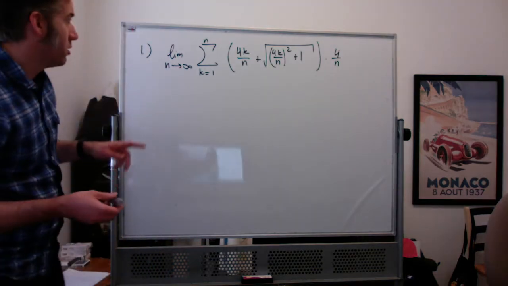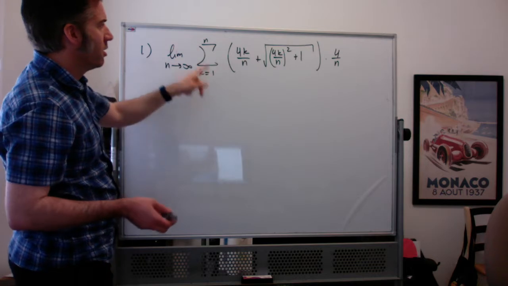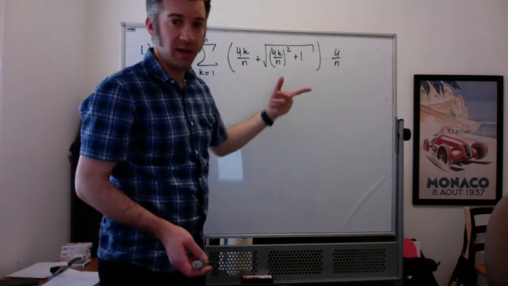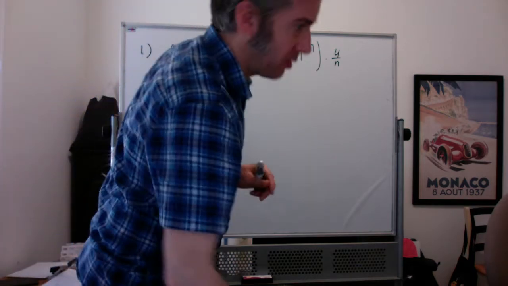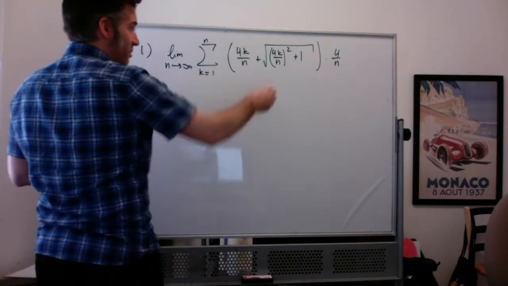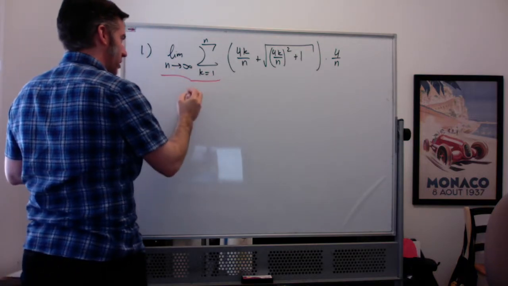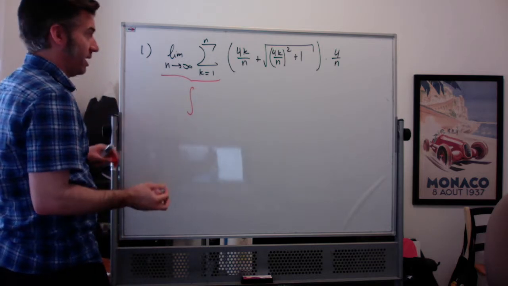Problem 1. So we have the limit as n goes to infinity of the sum from k equals 1 to n of 4k over n plus the square root of (4k over n) squared plus 1, times 4 over n. Our job is to write this as an integral. The first thing you should observe is that when you're rewriting this limit of a sum as an integral, this part is going to become the integral part. We have to figure out what the limits of integration are, but still, that's what that is.